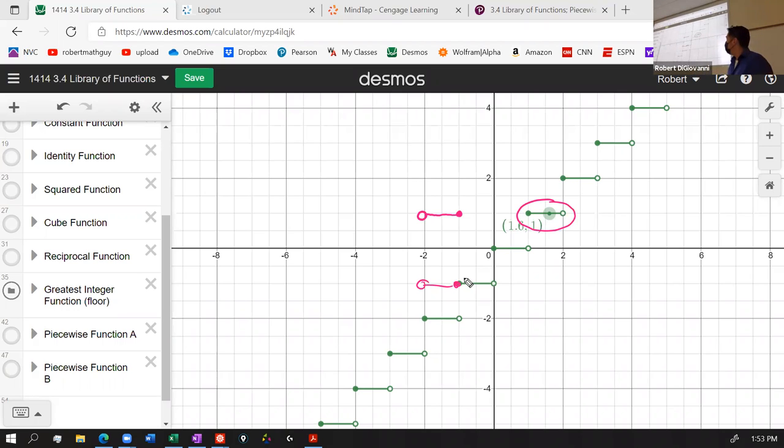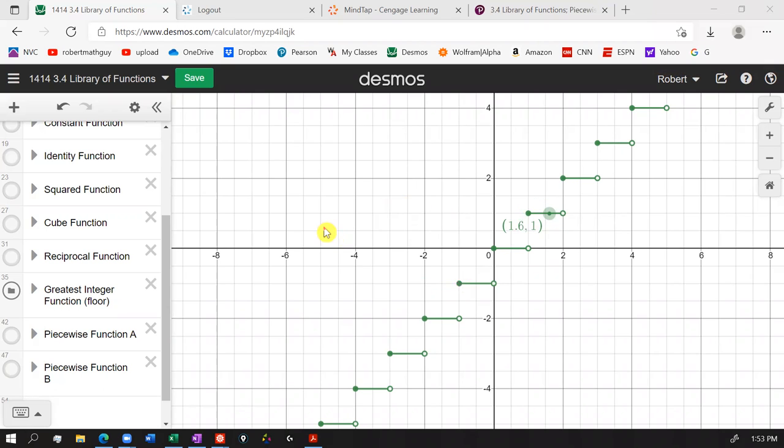Is it constant? Increasing, decreasing? It's constant. It's constant, but on each little piece, right? It's like it's constant in between this piece. That's right.